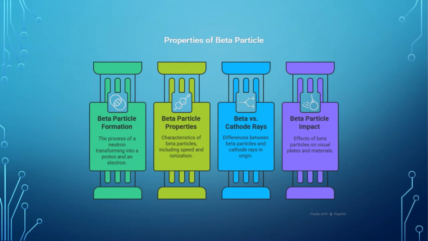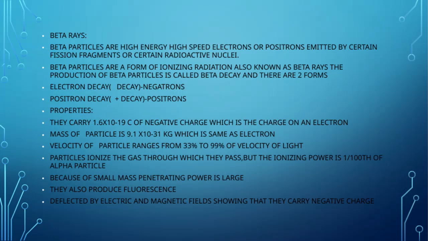This slide doesn't contain enough information. That's why we're moving to the next slide. Let's talk about beta rays. These are high-energy, high-speed electrons or positrons that are emitted by certain fission fragments or radioactive nuclei. Basically, when a nucleus undergoes beta decay, it produces these particles. Now, beta particles are a form of ionizing radiation, and they're also known as beta rays. There are 2 types of beta decay. Electron decay, which involves negatively charged particles called negatrons, and positron decay, which produces positively charged particles called positrons.